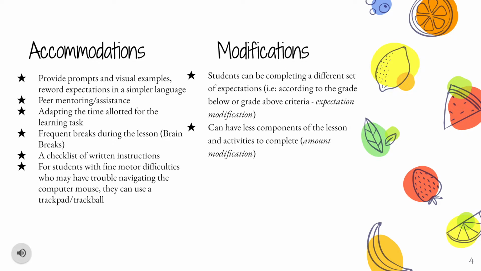Now we are going to touch base on the accommodations and modifications that can be done during our lesson and activities. Some accommodations may include to provide prompts and visual examples, reword expectations in simpler language, have peer mentoring, adapting the time allotted for the learning tasks, frequent breaks during the lesson, a checklist of written instructions, and for students with fine motor difficulties who may have trouble navigating the computer mouse, they can use a trackpad or trackball.